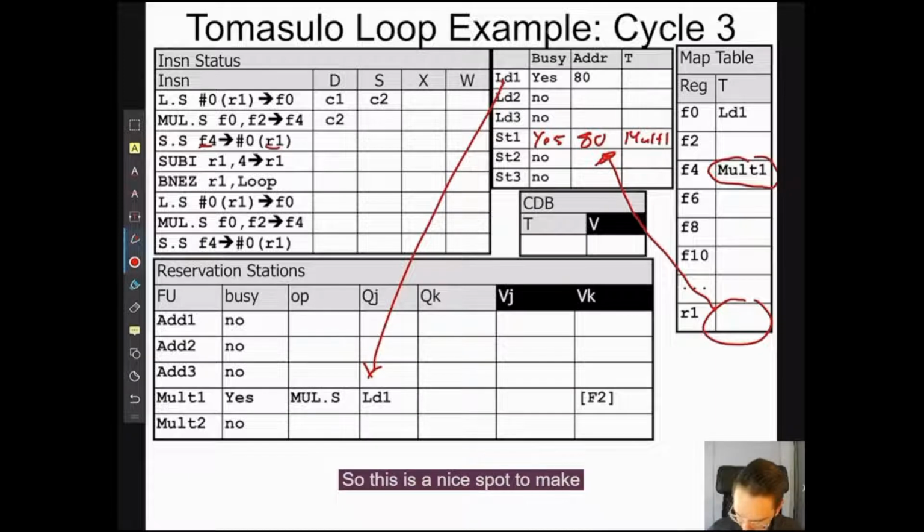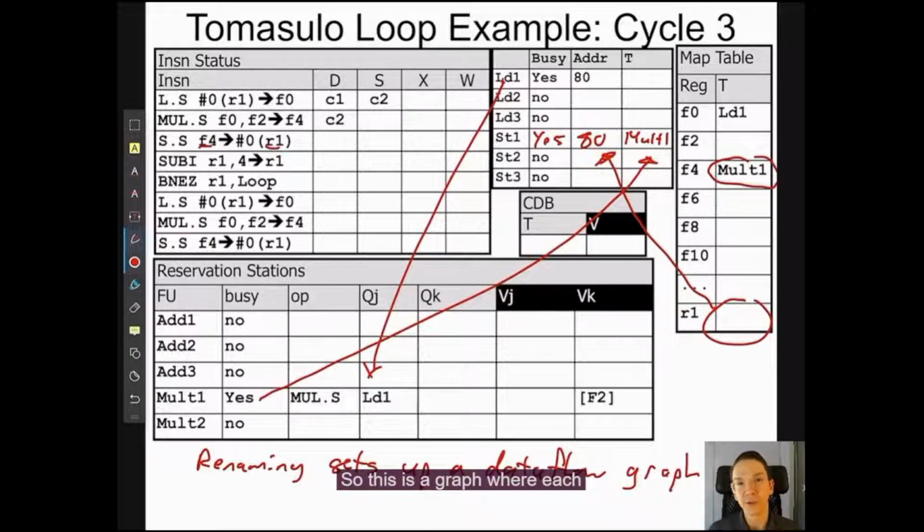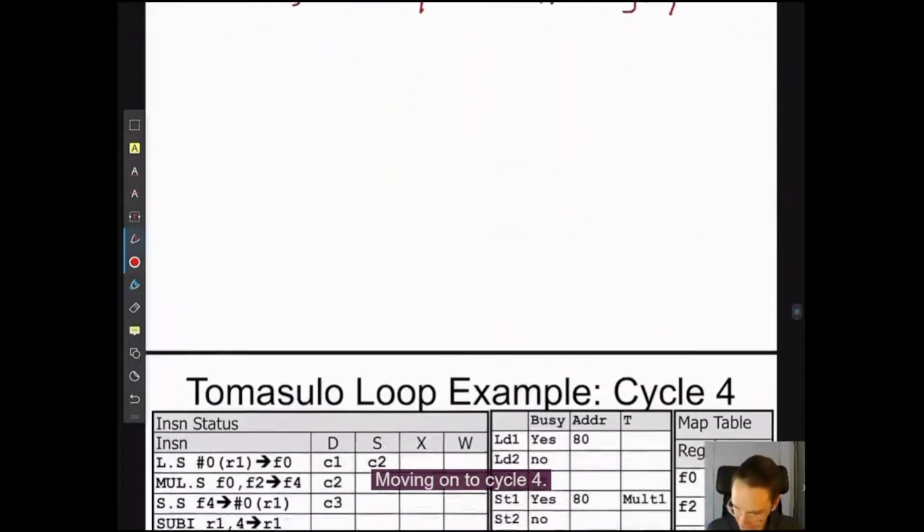So this is a nice spot to make the observation that renaming sets up a data flow graph. This is a graph where each vertex is an instruction and every edge between 2 instructions represents a true data dependence, the flow of some data. The key insight of data flow execution is that an instruction starts execution when its data is available. And we can see this concept in action here. The store instruction has some of its data available, the address, but it is waiting on the mult1 reservation station.